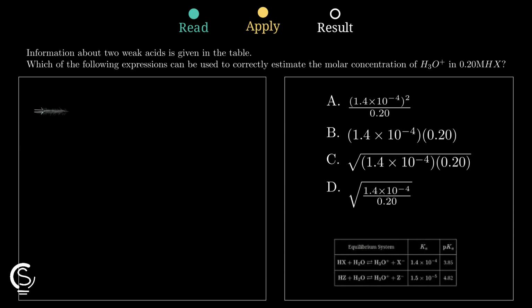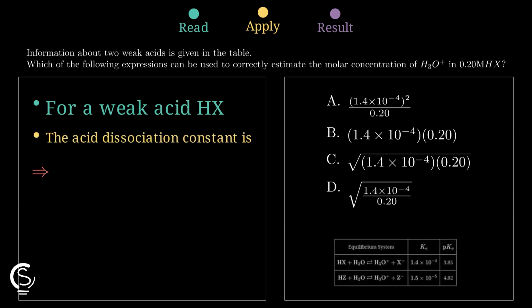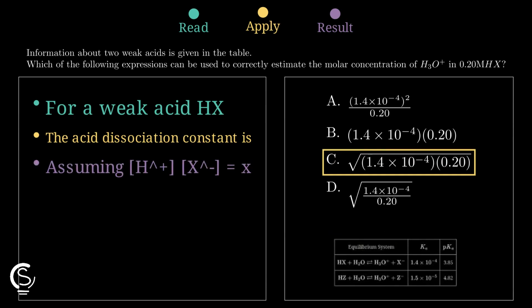Now, use the acid dissociation constant from the table. Ka equals X squared over the initial acid concentration. And here, that starting HX concentration is 0.20 molar. So, solve for X by rearranging to X equals the square root of Ka times 0.20, matching the hydronium estimate and confirming option C.